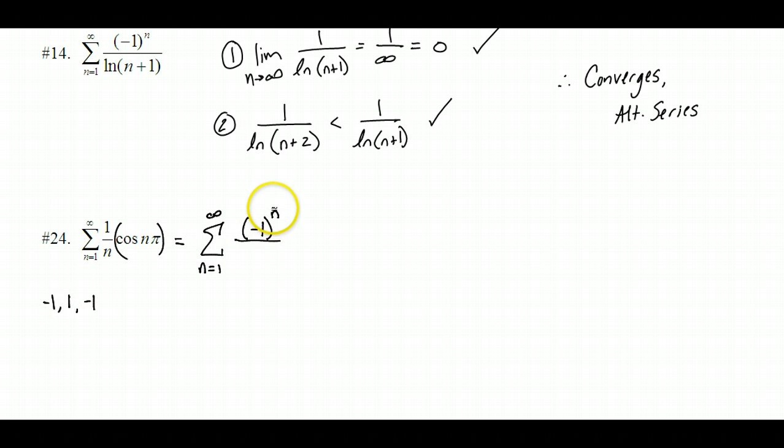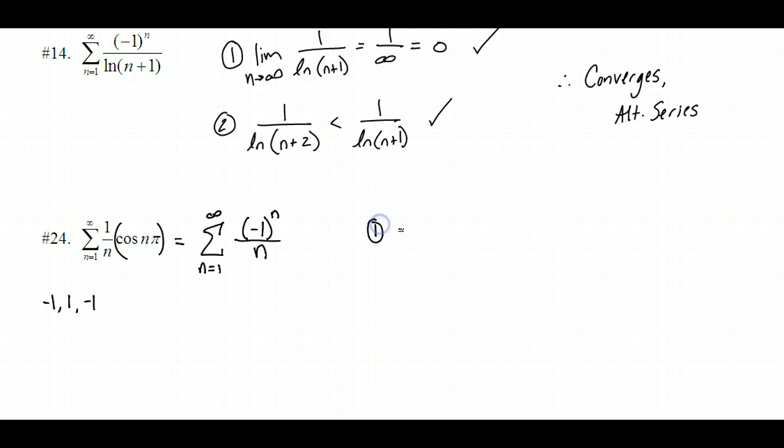So if I plug in a 1, yep, my first term is negative. Great. My second term, if I plug in a 2, it's going to be positive. So that cosine n pi, I can replace it with negative 1 to the power of n. And now the 1 over n, I'll keep it here. Now it obviously looks alternating. Alright, let's test using our alternating series test.